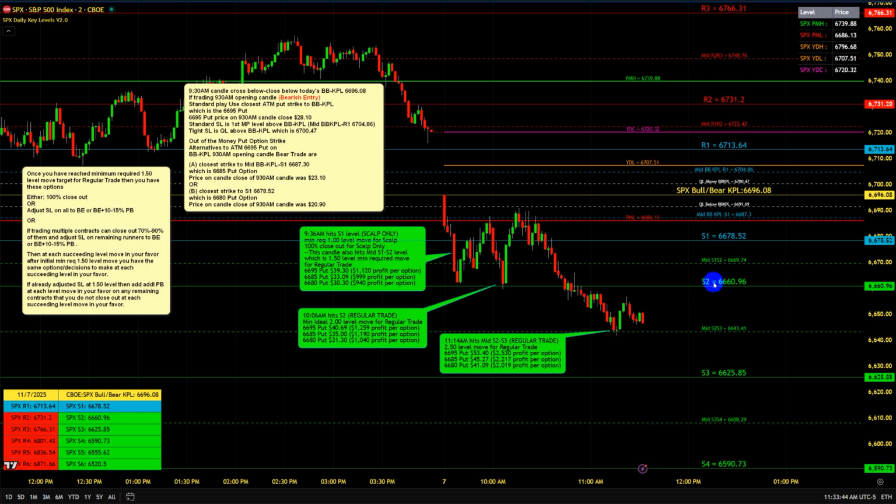If we were taking a bearish trade off of S2, then the standard stop loss is our midpoint above S2, mid S1, S2. For tight stop losses, the QL levels are used. So for a tight stop loss on a bearish trade from the bull bear key price level, the QL above is the tight stop loss.